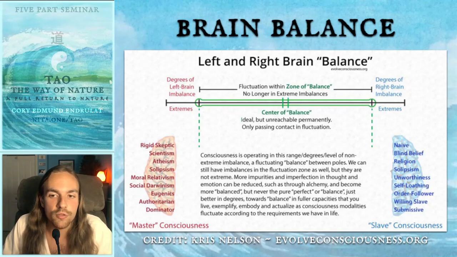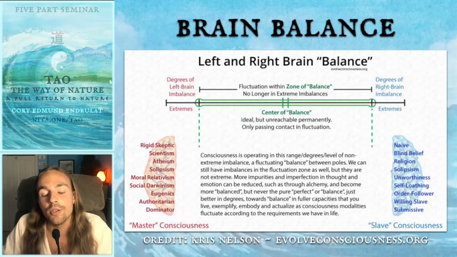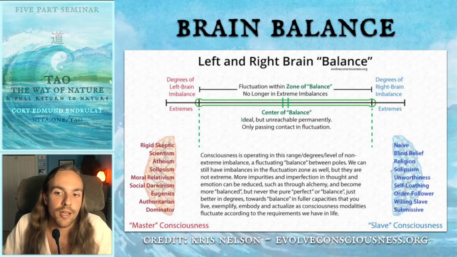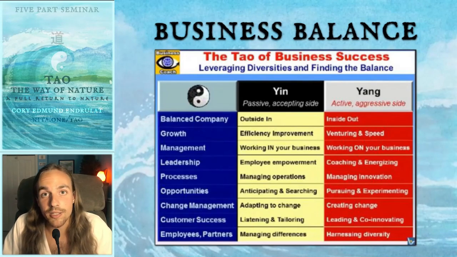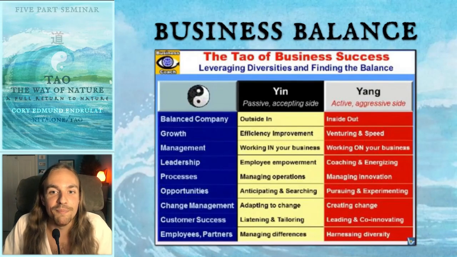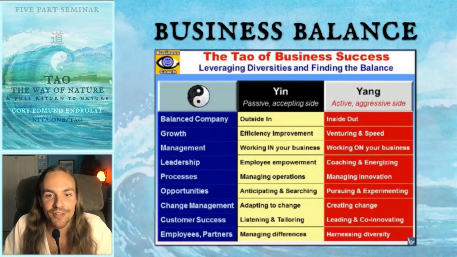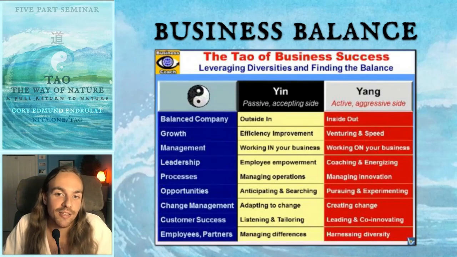So I encourage that you read through this chart for yourself if you want to have a little bit more perspective on brain balance. You don't have to agree entirely with this science, but it's another way of looking at the yin and yang. Okay, people have even applied it to business. Here's a chart about the Tao of business success. You have somebody saying here's the yin, passive, accepting side, and the yang, active and aggressive side. And it's like the yin is the outside in and the yang is the inside out. So you can really apply this principle, this understanding, this symbol to anything in life, should you put your mind to it.